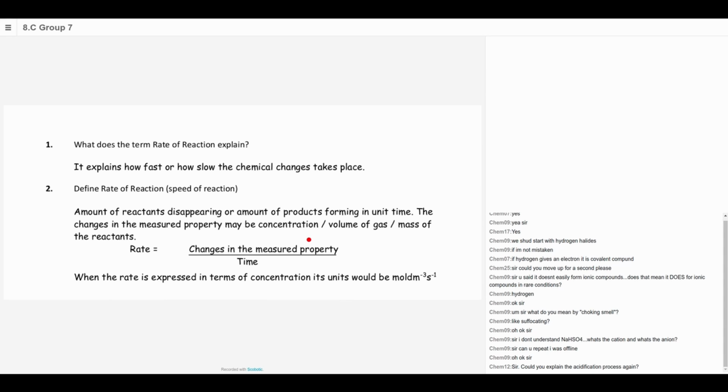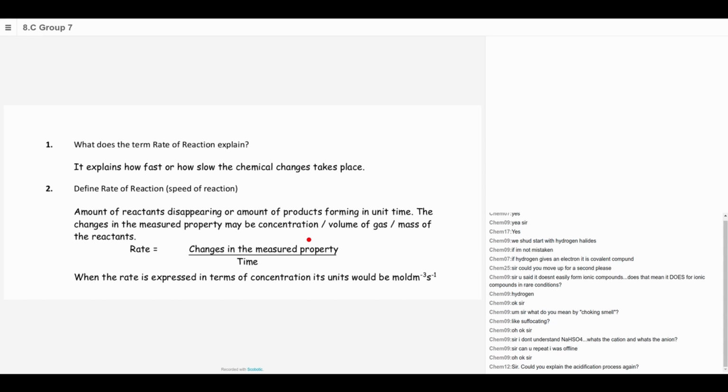So we can measure the rate of reaction in terms of the rate of disappearance of the reactants or the rate of appearance of the products. So this way we can measure the rate of reaction, right? It can be even a concentration. The concentration of the reactants decreases with time, and the product concentration will increase with time.